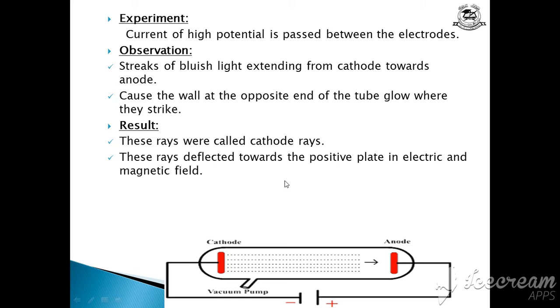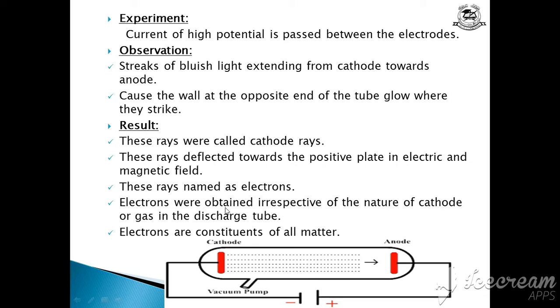These rays reflected towards positive plate in electric and magnetic field. You can see they are moving towards anode. It means if they are negative, then they will move to positive terminal. Okay, because opposite charges attract each other. So these are negative, that's why they are moving towards positive anode. These rays were named as electrons.